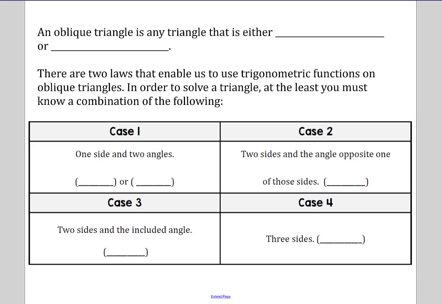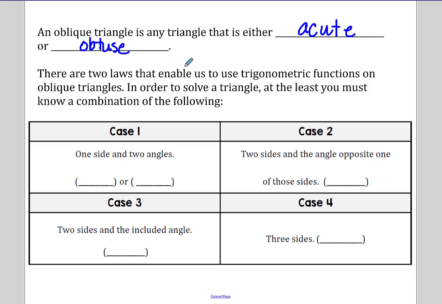An oblique triangle is any triangle that is either acute or obtuse. There are two laws that enable us to use trig functions on oblique triangles.